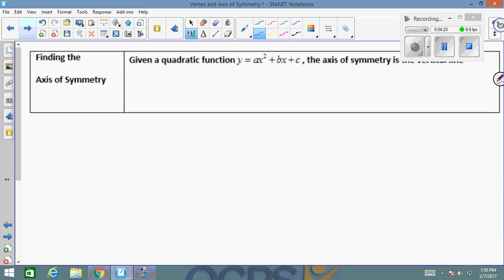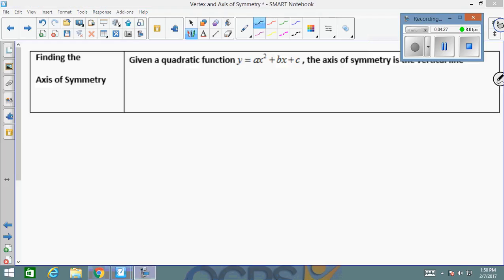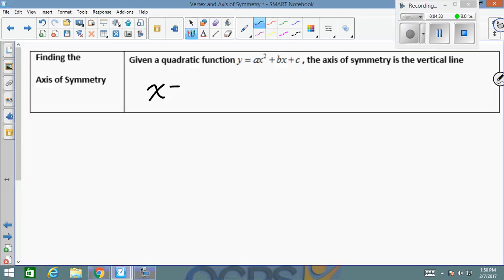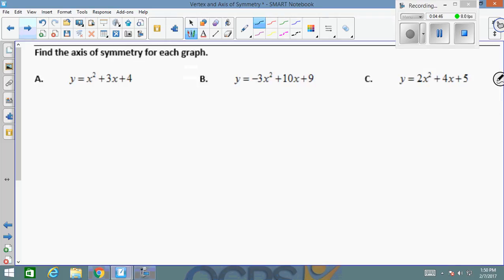And sometimes we're not given the axis of symmetry line. Okay, sometimes we have to physically write it. To physically write it, we're going to use this equation: x equals -b over 2a. So we're always going to use that equation to find our axis of symmetry. Alright, so let's do some examples.